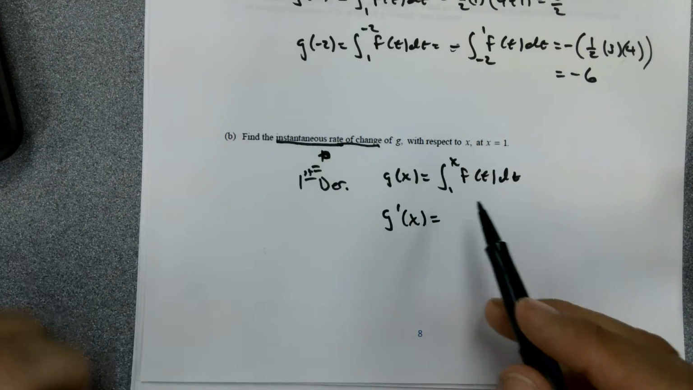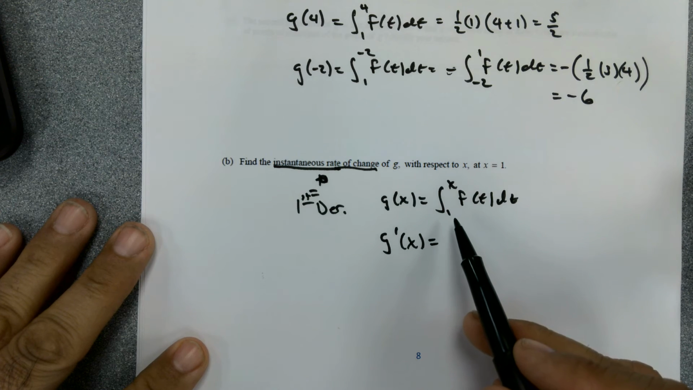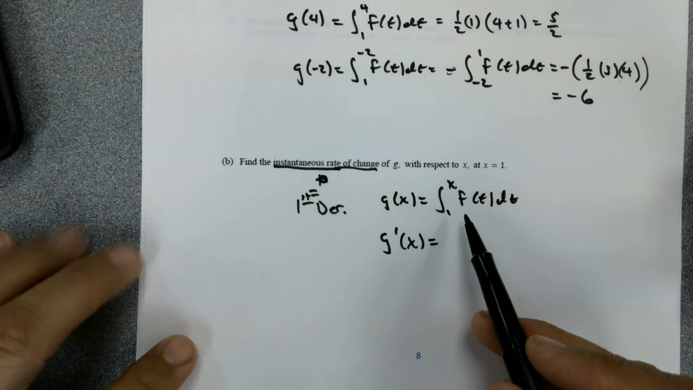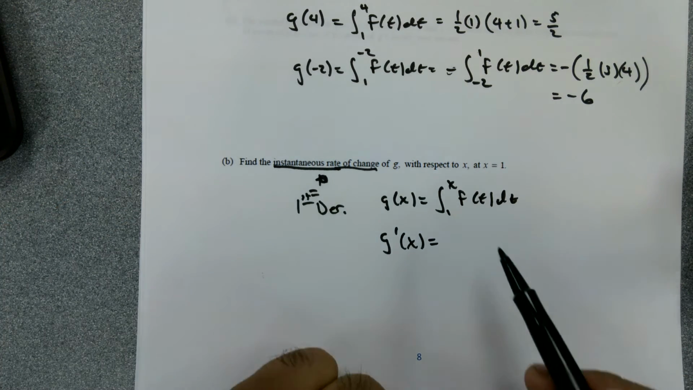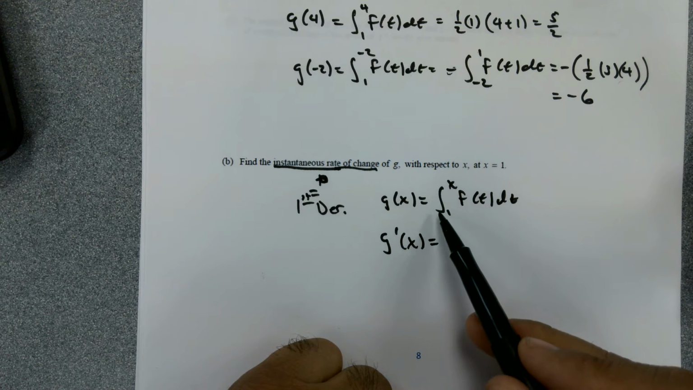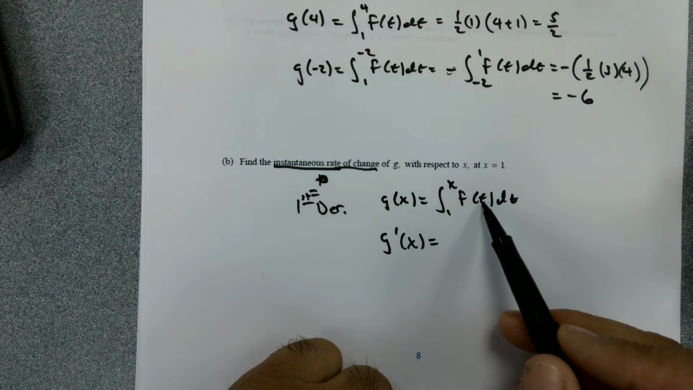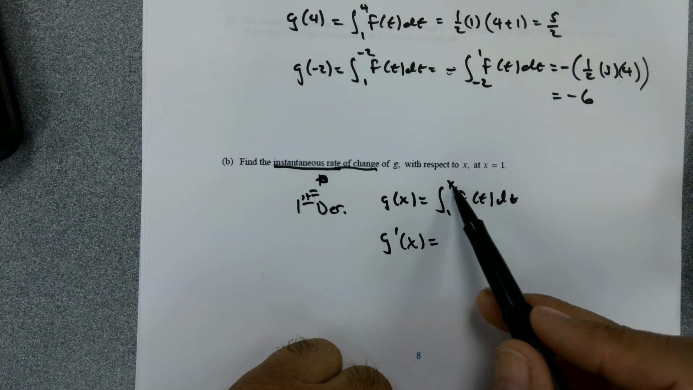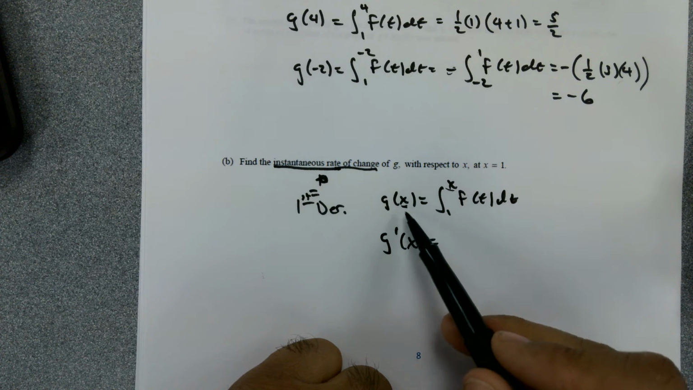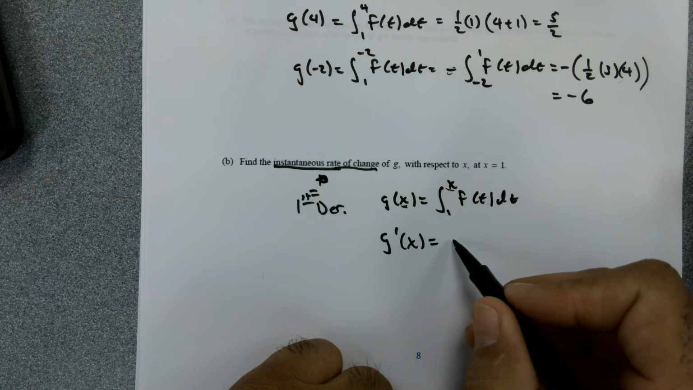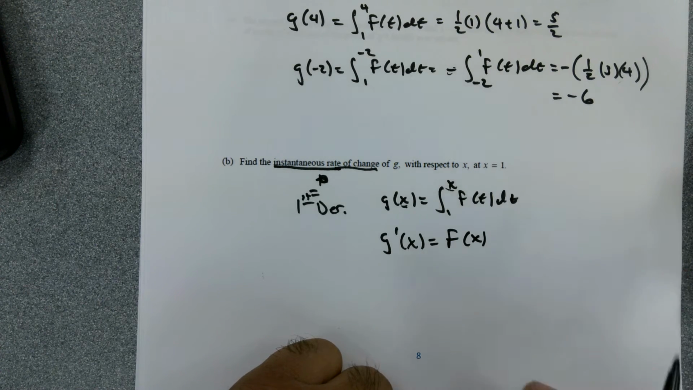And now you're going to take the derivative of this thing. In order to take the derivative of this thing, you're going to use the fundamental theorem of calculus, which says when you're taking the derivative of the integral, you have this upper limit that you can just plug into here. You can only do this if this is a variable, and you're taking the derivative with respect to x. So this is just going to be f of x.